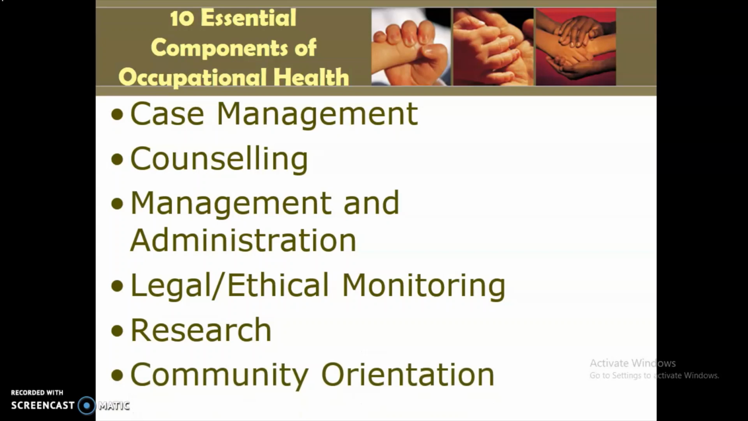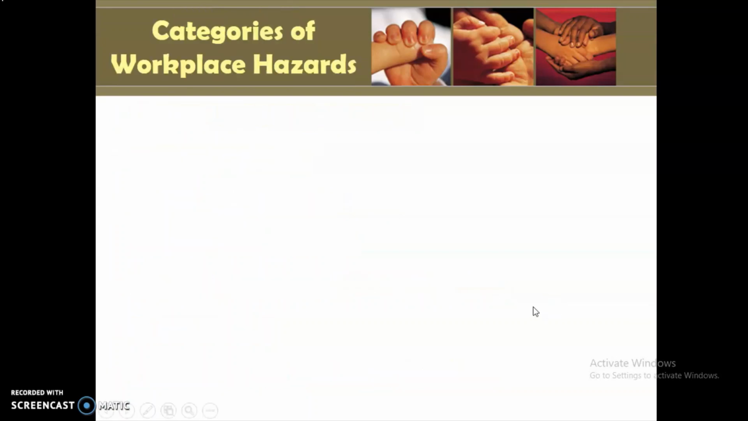So community orientation, since when we try to define community, it's a group of people with common norms or culture. So basically, the working population within a certain company or institution is considered as a community. So we have to make guidelines for the people within the particular community, in this case the company or institution, para may susundan po silang guidelines. Okay? So those are the 10 essential components of occupational health in terms of the practice, okay, sa ating community. Now, workplace hazards are categorized in 5 categories.